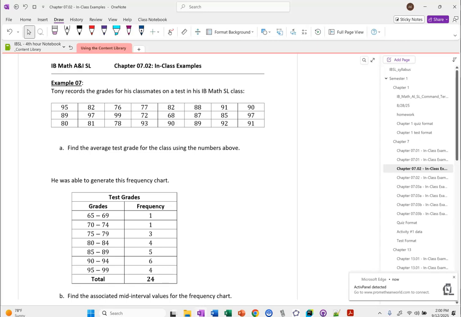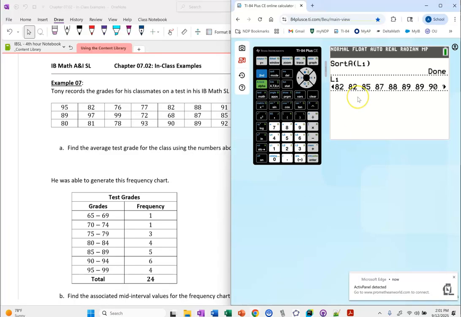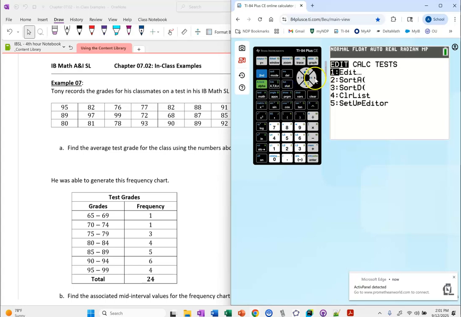So here is the same data set we just entered in, right? This question asks to find the average test grade for the class using the numbers above. You guys see that? Okay. What's the easiest way to do that? Use your calculator. Yeah, how are you going to use your calculator to do it? You do not have to add them all up. You do the stat, and then you go to calc and pick one var stats, that's correct.